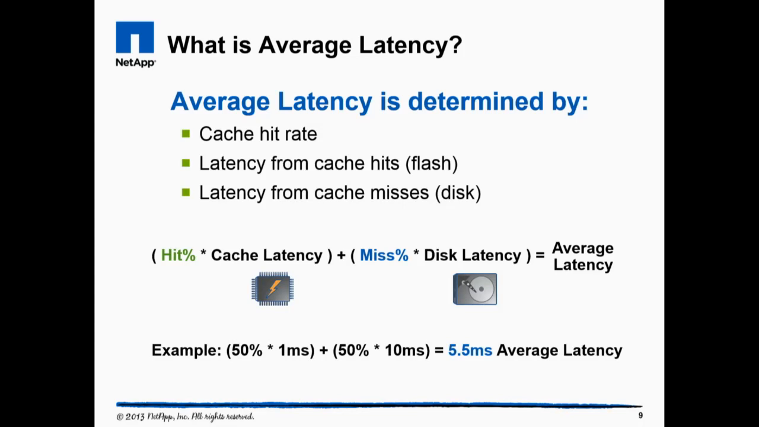So a really easy example here is if I'm getting 50% of my IOPS at 1 millisecond, and I'm getting the other half of my IOPS at 10 milliseconds, then I have a 5.5 millisecond average latency. So my storage stack and my applications will behave as though 5.5 milliseconds is what my solution's capable of delivering.